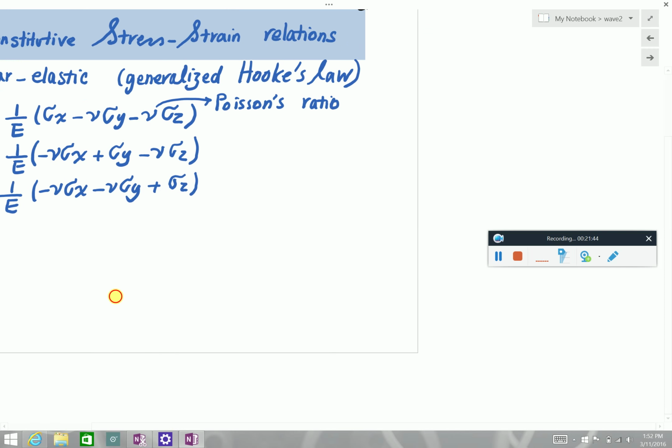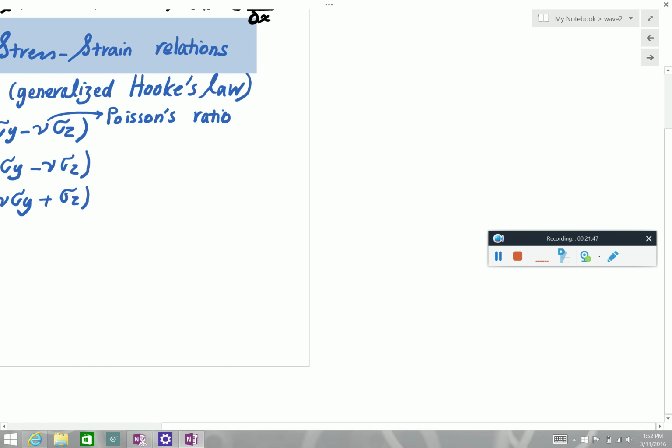And the shear strains are even simpler. So sigma xy is just G times gamma xy. So the relationships are very simple. So very quickly I write all three. We have to write here sigma zx over G.